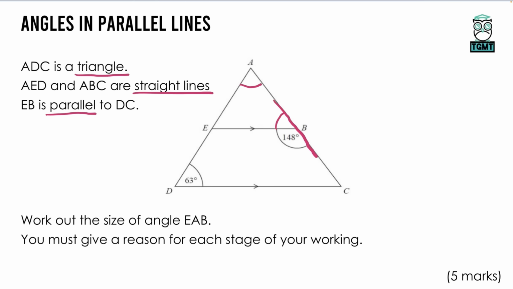Now when I label that, I am just going to label it next to the diagram. I'm going to write my working out next to it. So 180, take away 148, leaves us with 32 degrees. So I know this angle here is 32, and of course I need to give a reason, so I would write angles on a straight line equal 180 degrees.